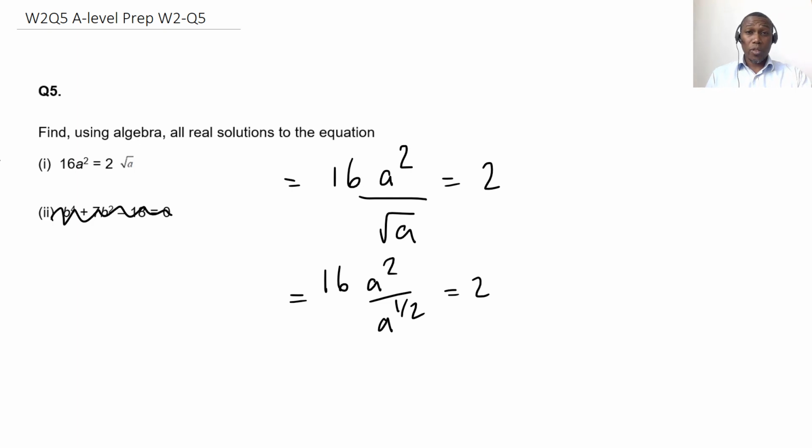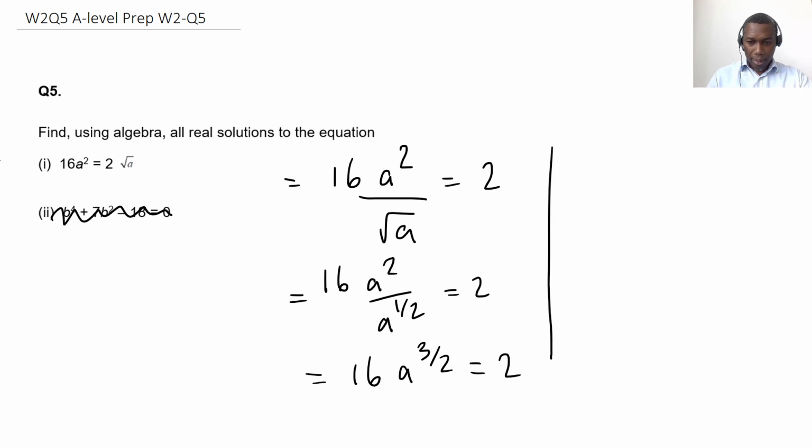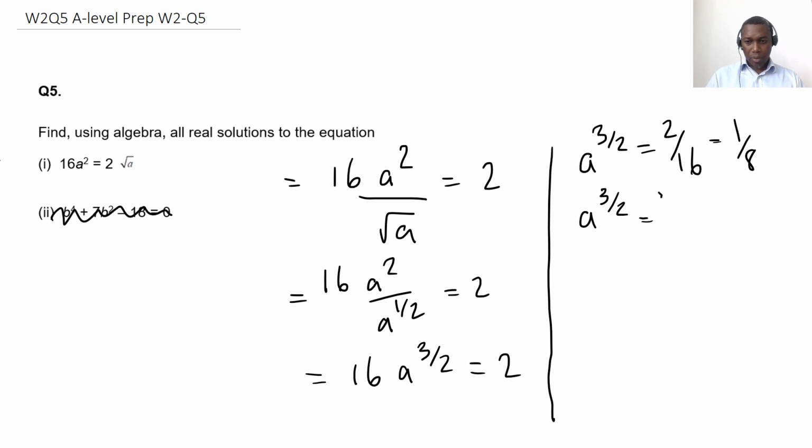Then I'll use the rules of indices. Simplify the power, and I'm going to get 16a to the power 3 on 2 is equal to 2. Good so far. And I have that pause. Do you want to take it from here, finish the job if you haven't already? Then I'll divide both sides by 16. So I'll get a to the power 3 on 2 is 2 on 16, which I could just write as 1 on 8. Are we good there? Hopefully we're good. I'll just write that a to the power 3 on 2 is equal to 1/8.